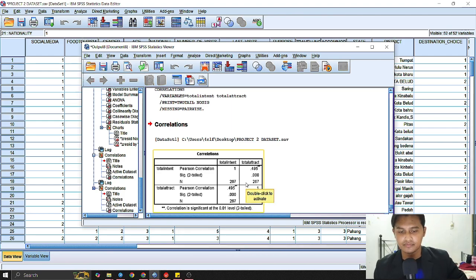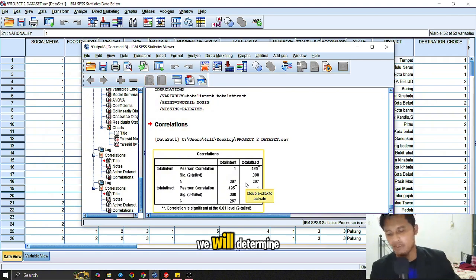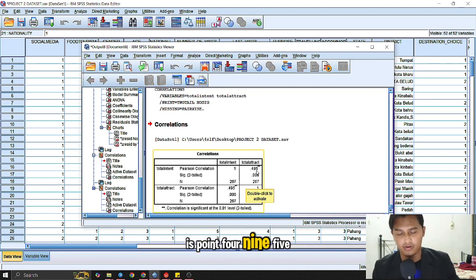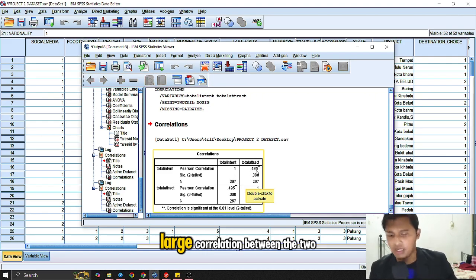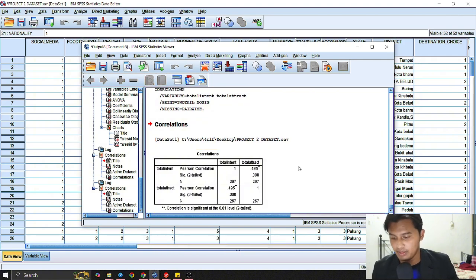Okay. And then for the next one, we will determine the strength of the relationship, which is based on Cohen's guideline. So the value is 0.495, which indicates a medium to large correlation between the two variables, suggesting a quite solid relationship between total attract and total intent.